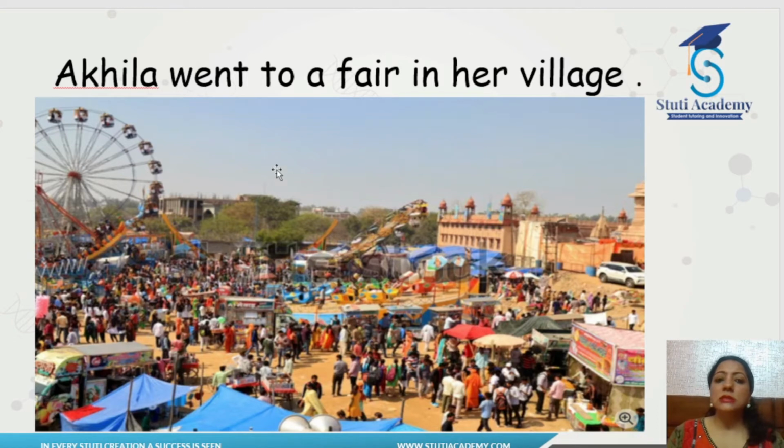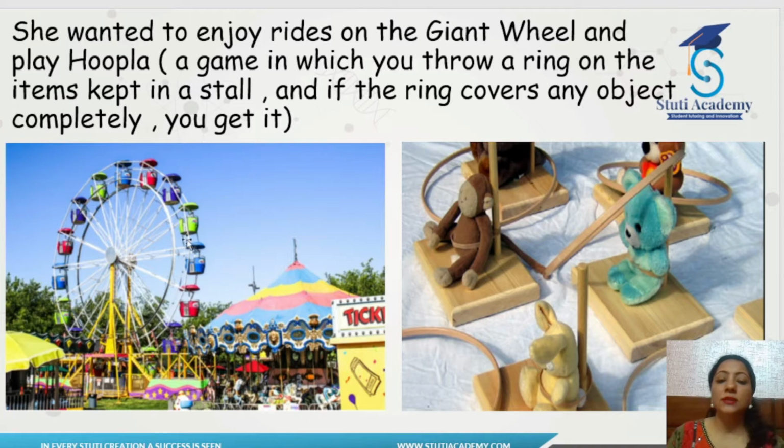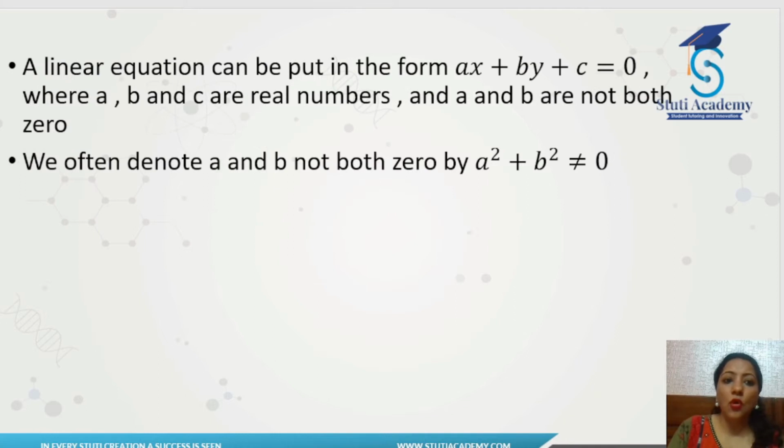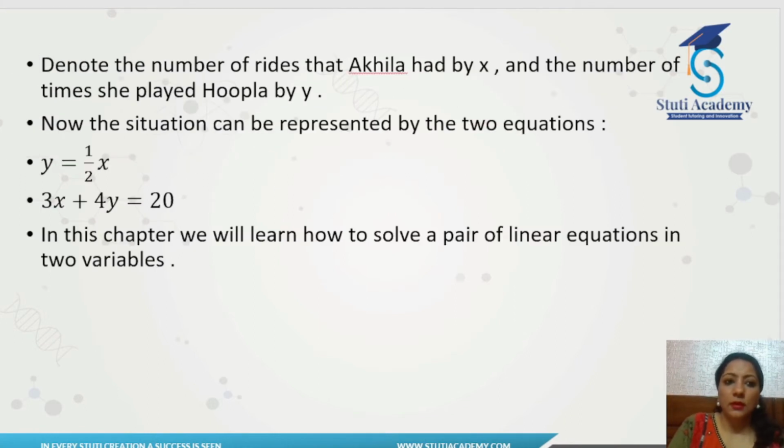We also discussed Akhila's example yesterday, where she went to a village and she enjoyed the giant wheel ride and she also played the hoopla game. So this we discussed in the previous class, where we had already formed equations of this situation. Akhila took x number of rides and she played hoopla y times. And it was also given in the question that y is half of x. She played hoopla half the number of times she enjoyed the ride.